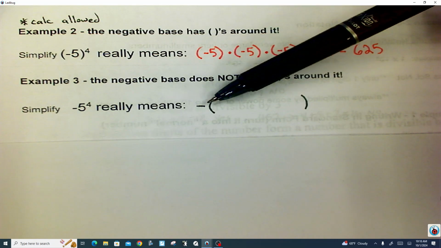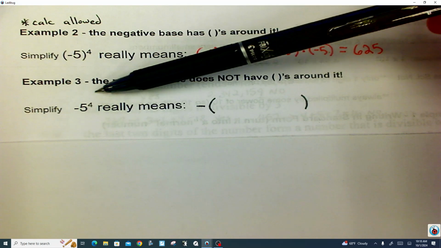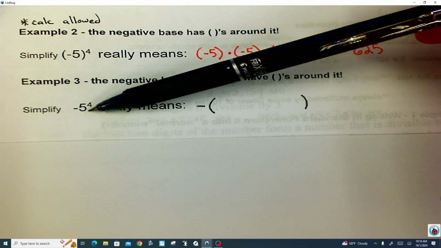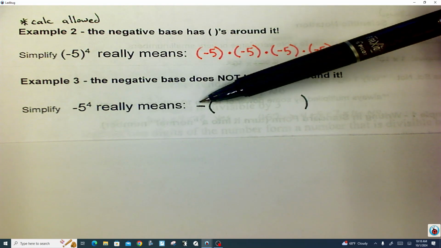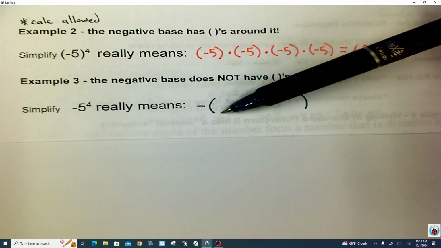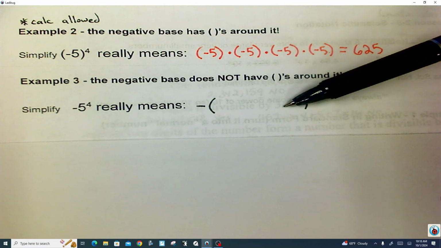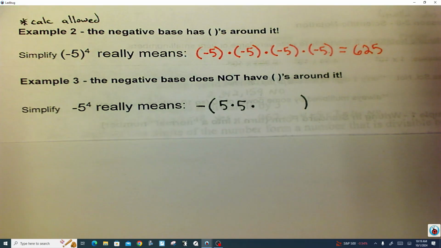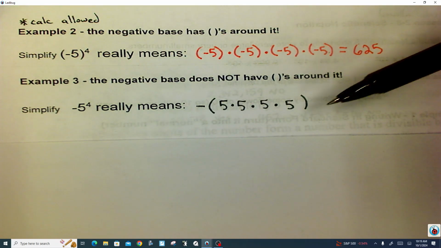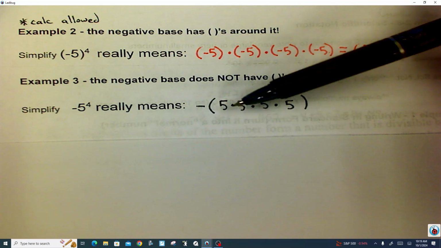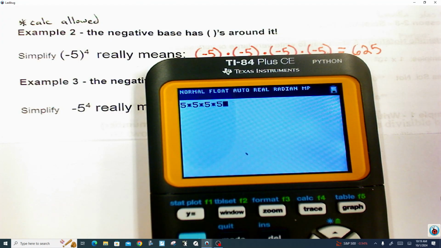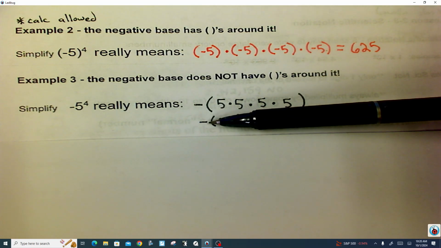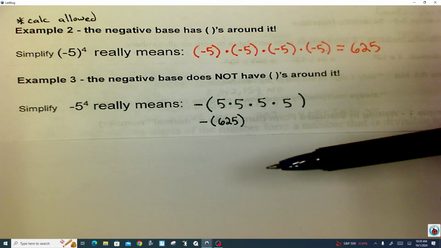But what's happening, since there's no parentheses attached to the negative 5, what's really happening is that it's a positive 5 to the 4th power, and that negative sign is sitting outside. So we've got 4 positive 5s sitting right here inside the parentheses. So now we have to go find out what 5 times 5 times 5 times 5 is. It's 625. And then that negative pretty much just attaches itself to the 625.